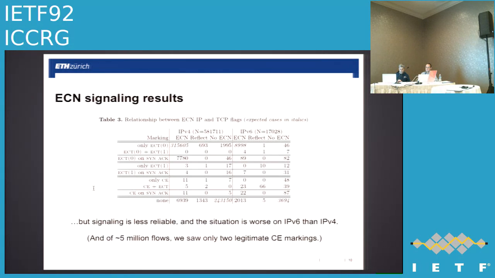Once we get down into the signaling, we see that things are a bit less reliable, and the situation is a bit worse on IPv6 than IPv4. Here the italic numbers are the ones that are the most important. The main thing to point out is that we see almost every combination of ways that you can mess up the signaling.